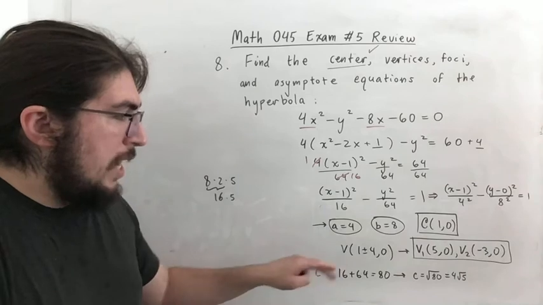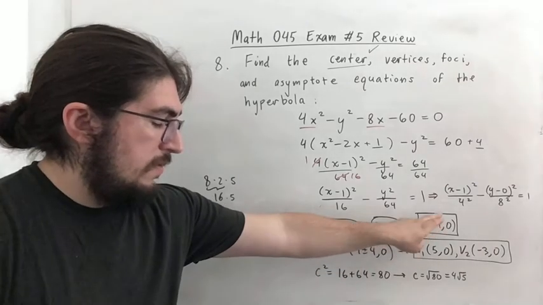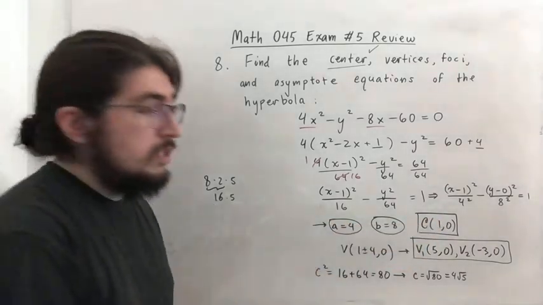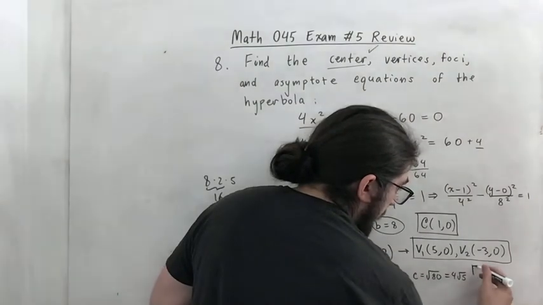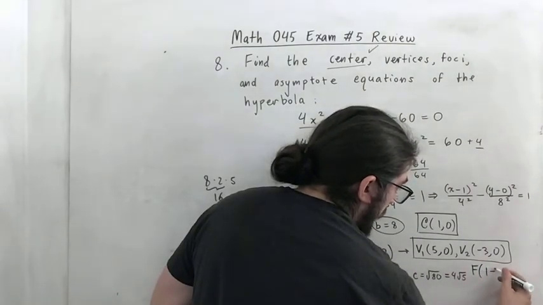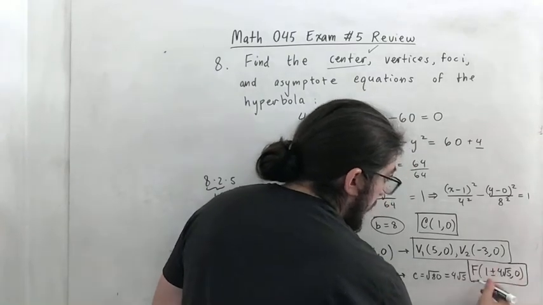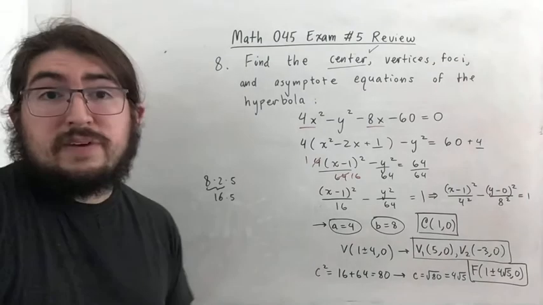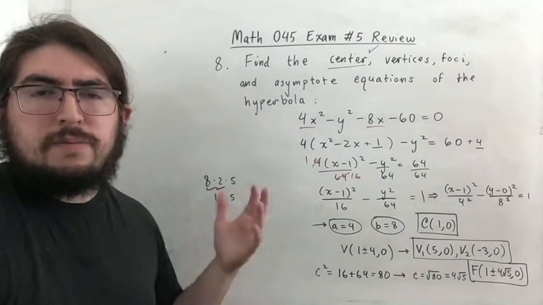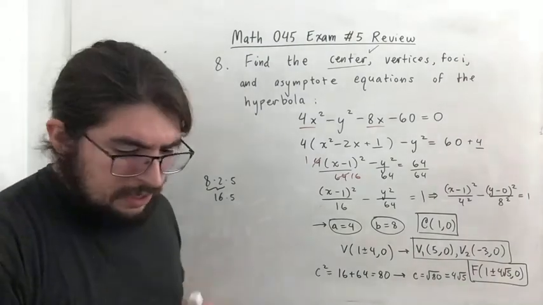So if you add and subtract that to the x value of the center, you'll get the foci. So I'll write that in plus or minus form. For the foci, we have 1 plus or minus 4 radical 5, 0. So I hope you see how I've done this here non-visually, based on what we've established in the previous problems. Now that's good.